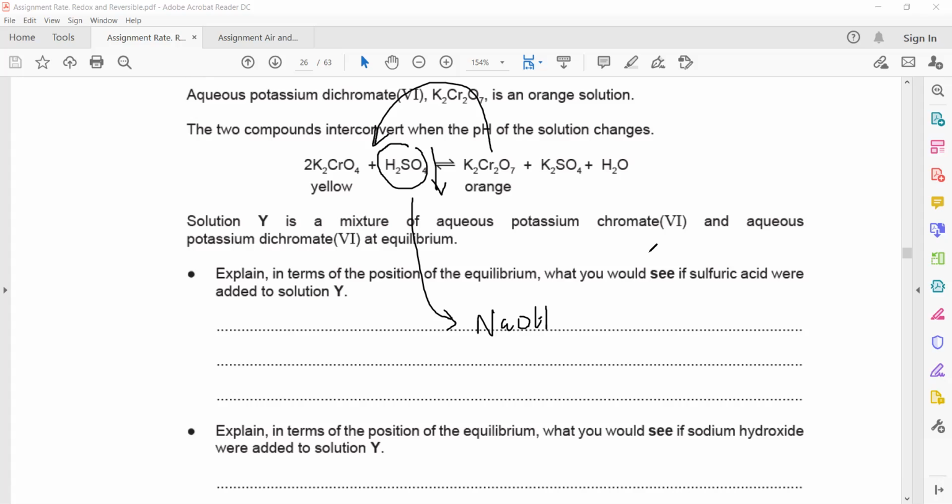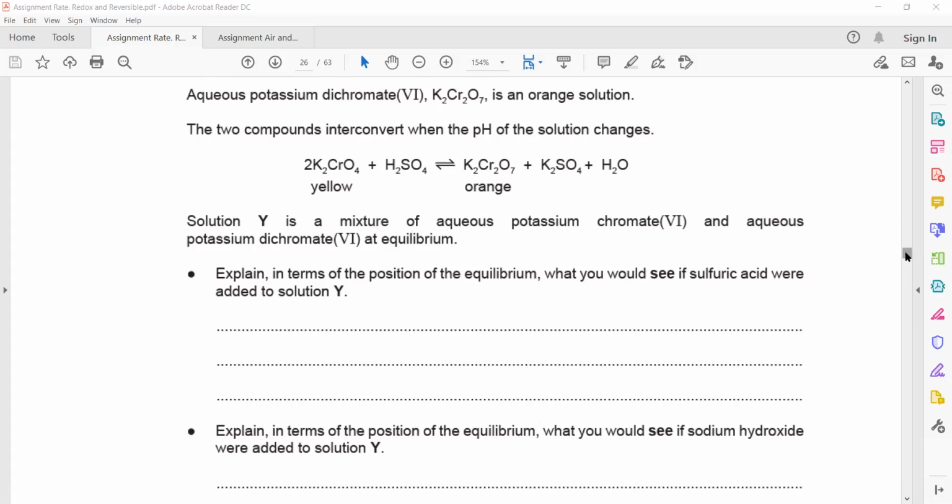H2SO4 is an acid, and an acid can react with an alkali. Acid-alkali reactions are there. That's why H2SO4 reacts, which causes the amount of sulfuric acid to decrease, shifting the equilibrium towards the left-hand side.